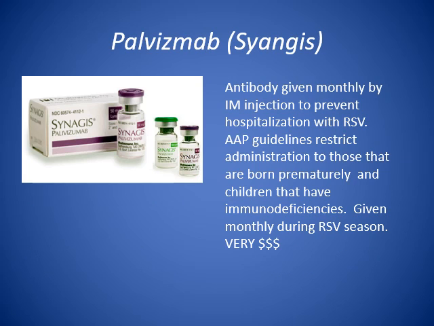We have a vaccine that is given to high-risk children called Synagis. FDA has strict guidelines on who receives this. It's usually infants that were born prematurely or immunocompromised. It's very expensive and it's given during RSV season.